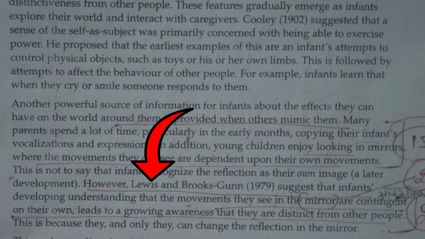Lewis and Brooks suggests that infants developing understanding that the movements they see in the mirror are contingent on their own, leads to a growing awareness that they are distinct from other people. तो उन्हें ये पता चलता है कि वो दूसरों से अलग हैं.